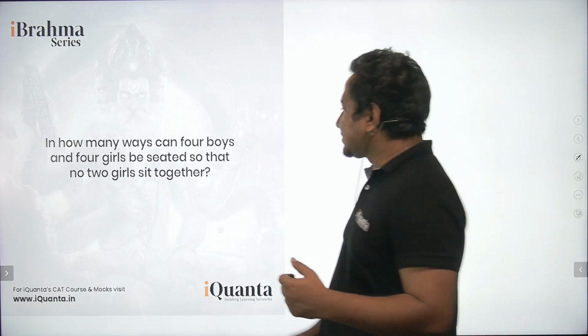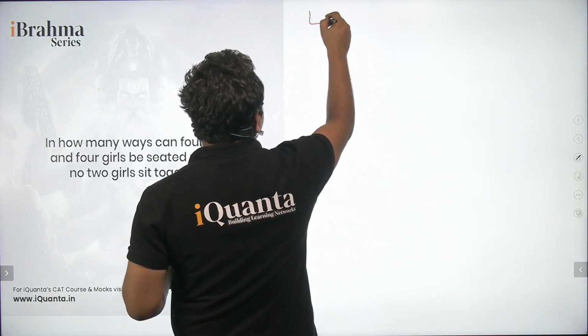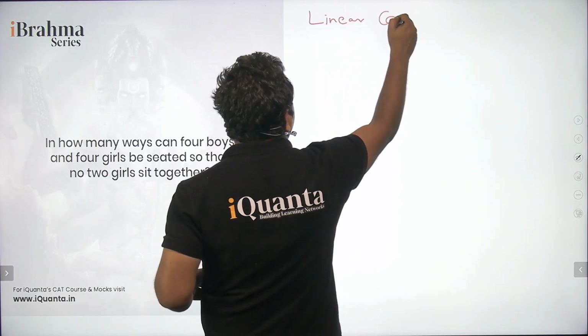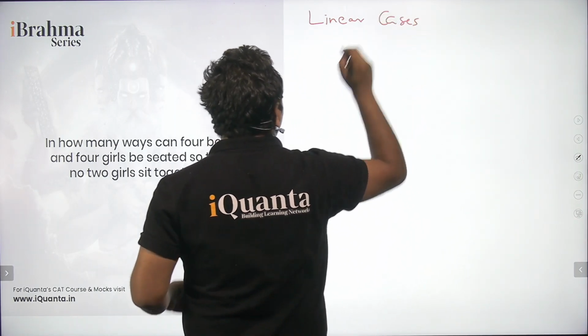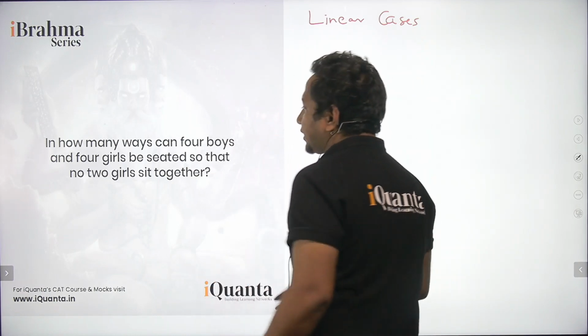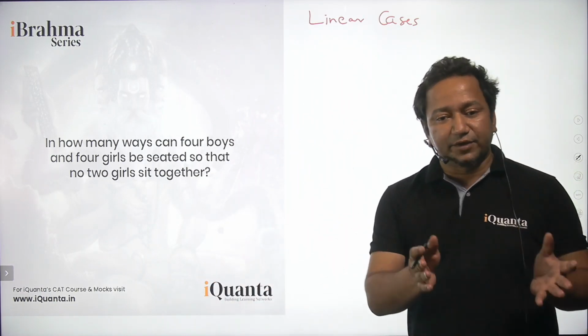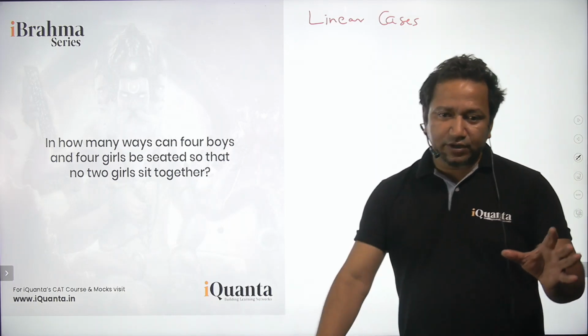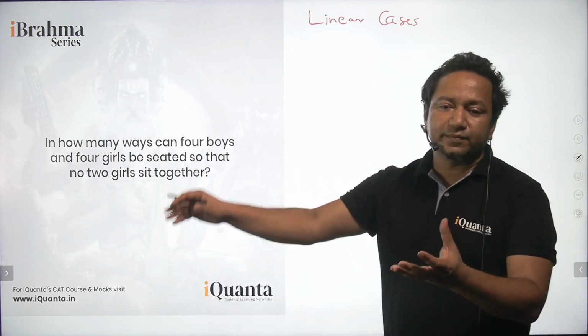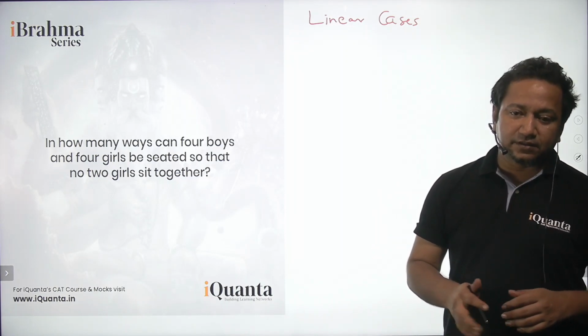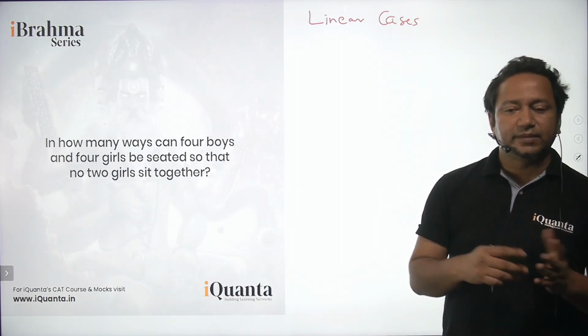So, first of all, let us discuss the linear case. Now, it's known over here that the girls cannot be together. That means the boys can be together. So, if you think that you have to arrange them in alternate positions, that will be a wrong judgment to make, because the boys can actually sit together, but not the girls.